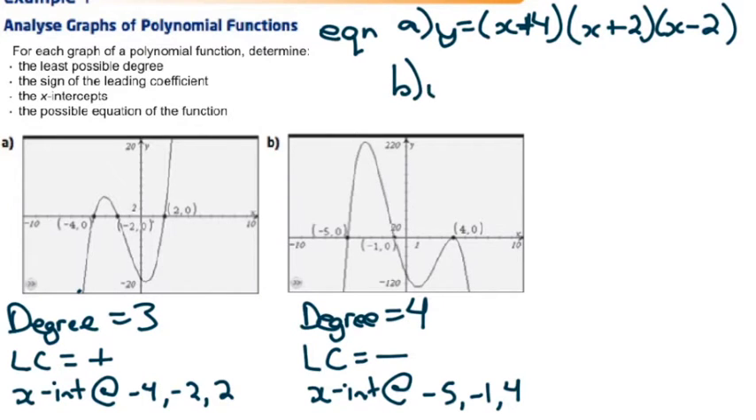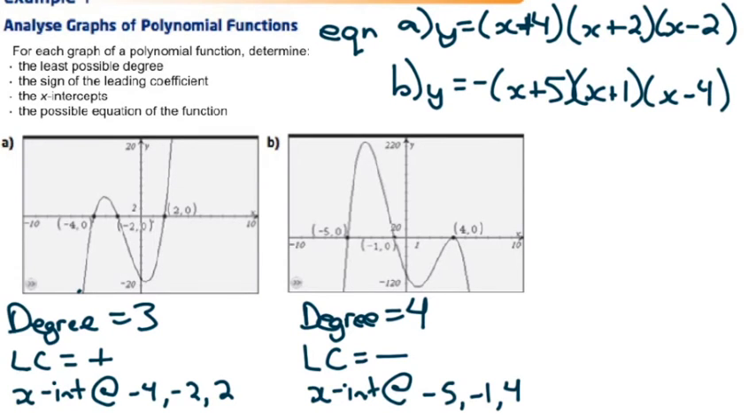In B, slightly different, our leading coefficient is negative, so we need to account for that by putting the negative. We'll have an x plus 5, x plus 1, and x minus 4. However, that x minus 4 has to be squared due to the zero behavior of that graph at 4.